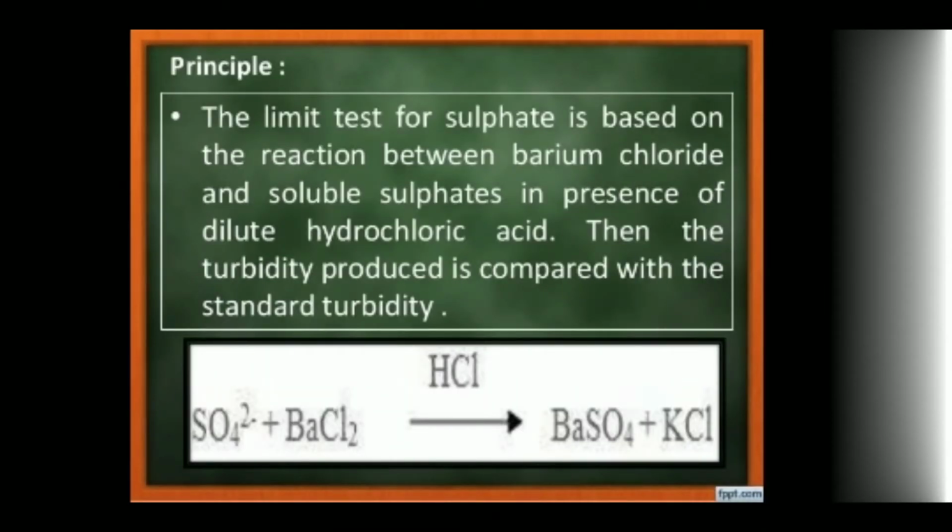Now coming to what is the principle behind the limit test for sulfate. So the limit test for sulfate is based on the reaction between barium chloride and soluble sulfate in presence of dilute hydrochloric acid. Then the turbidity produced is compared with the standard turbidity. So this is the reaction for limit test for sulfate. Sulfate reacts with barium chloride in presence of HCl, that is hydrochloric acid, which gives barium sulfate and potassium chloride.